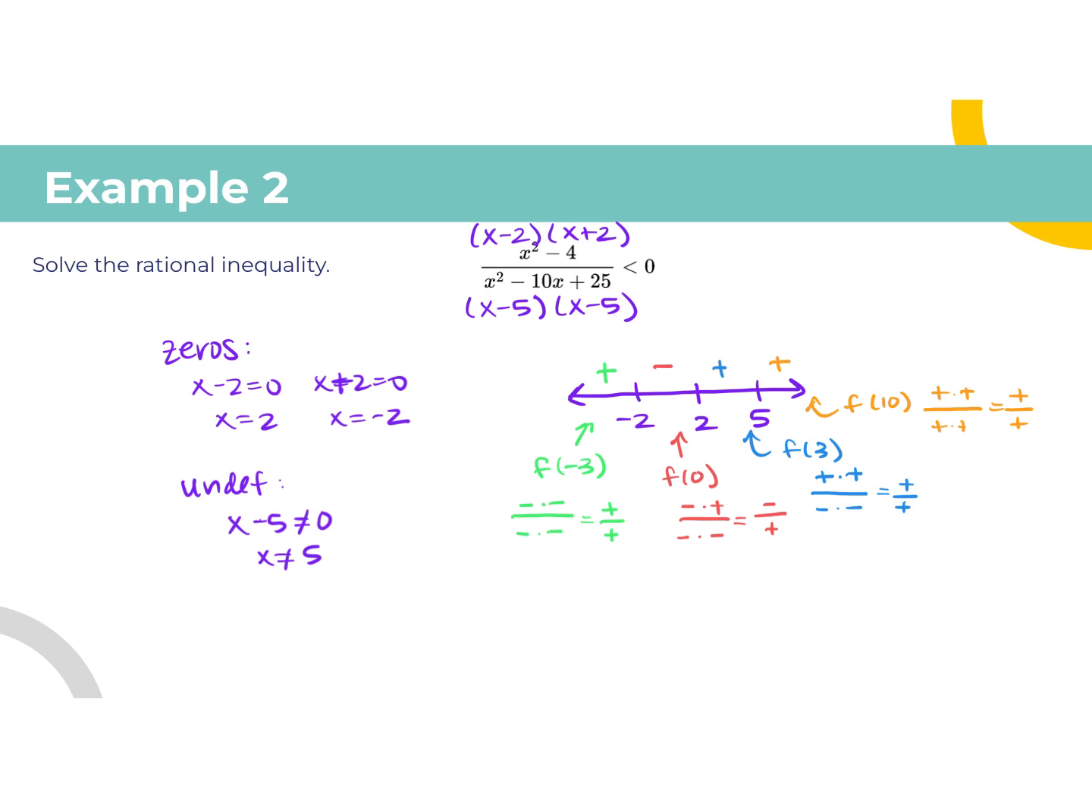Now that I've filled out my sign diagram, I'm going to look for the intervals that fit my inequality, less than 0. So I just want the negative intervals. There's only one. I don't want my zeros because I'm not including them. It's less than, not less than or equal to. So for my solution, I just have one interval between negative 2 and positive 2.